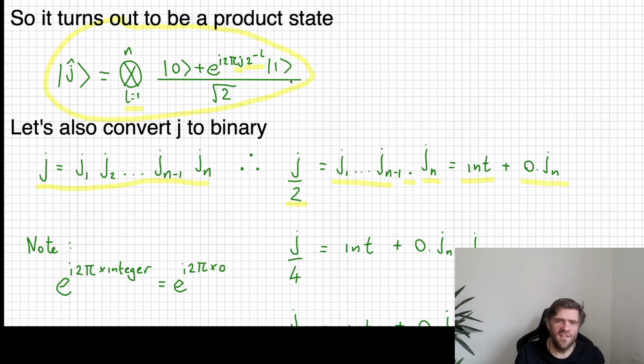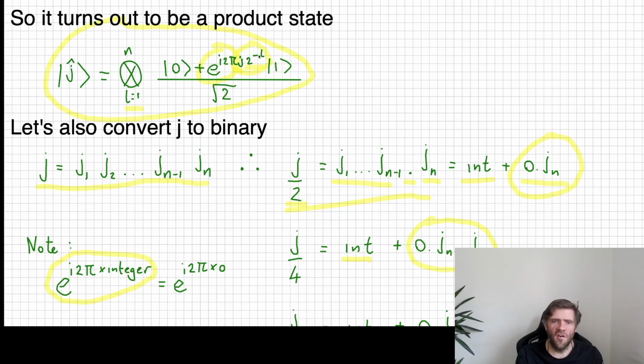And the fact that it's an integer is important here because what we have is e to the i 2 pi times J times 2 to the minus L, and when we've got e to the i 2 pi times an integer, it's the same as e to the i 2 pi times 0. It doesn't matter what integer is in there, even if it's 0. So really, the only part of all of this that matters is the 0 point and then the fractional part. Similarly, for J over 4, we're going to end up with an integer, and now 2 bits in our fractional part, and so on and so forth.